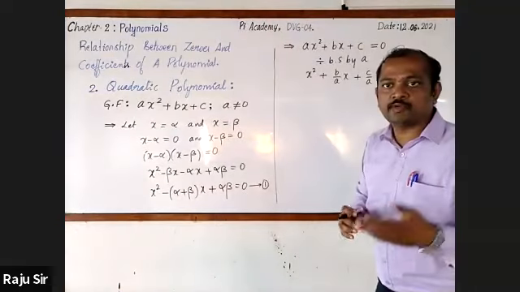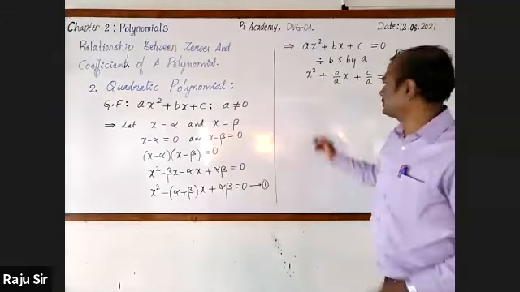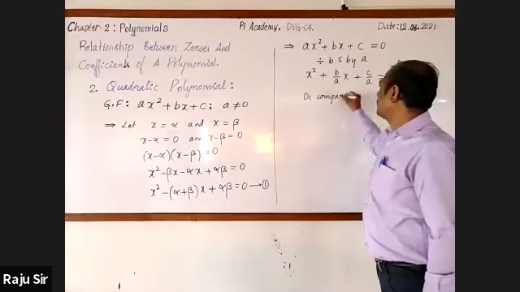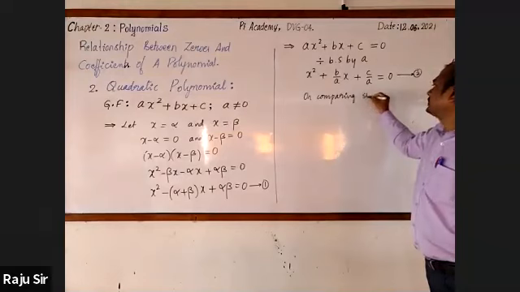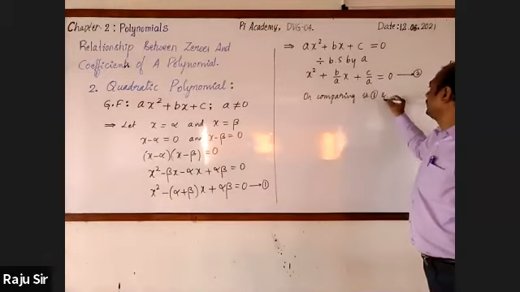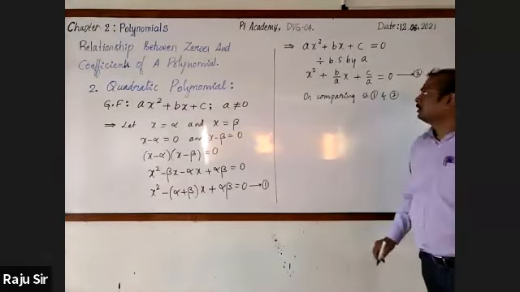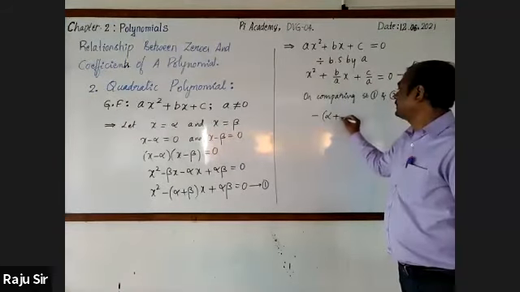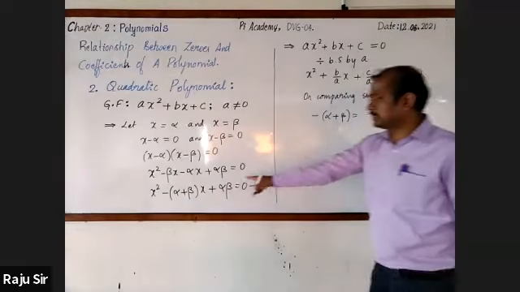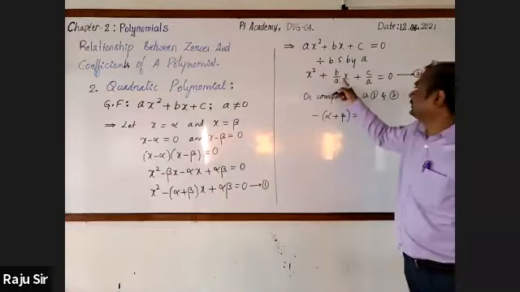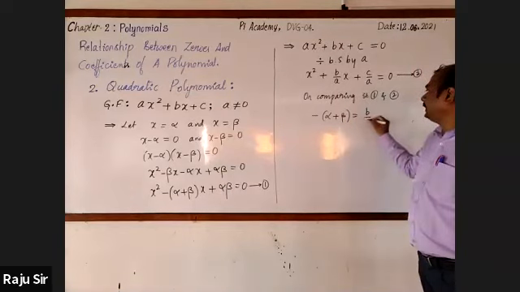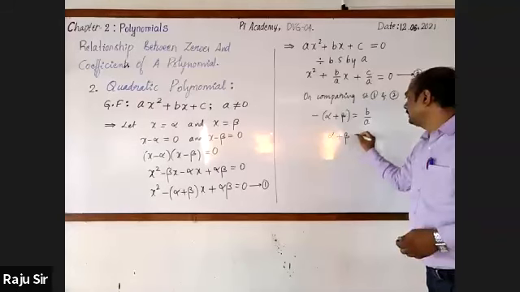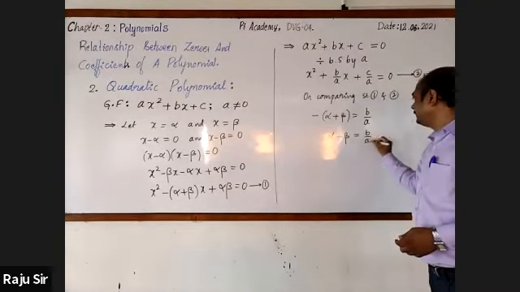On comparing the coefficients from both the equations, I'll just write like this. On comparing equations or statements 1 and 2, we can write minus of alpha plus beta. That is the coefficient of x. Here I take the coefficient of x is b by a. Then alpha plus beta is equal to minus b by a.